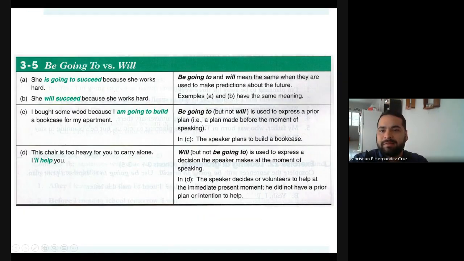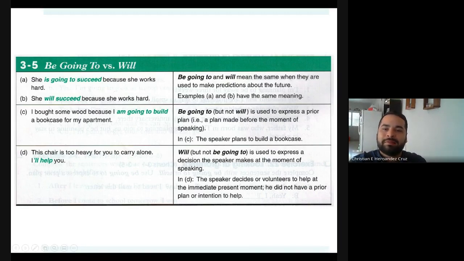In sentence C, the speaker plans to build a bookcase. I am speaker C. Okay. I bought some wood because I'm going to build a bookcase for my apartment. That is a person that has the intention of building it. Maybe something happened that he was unable to. This basically implies that they wanted to, but they couldn't.